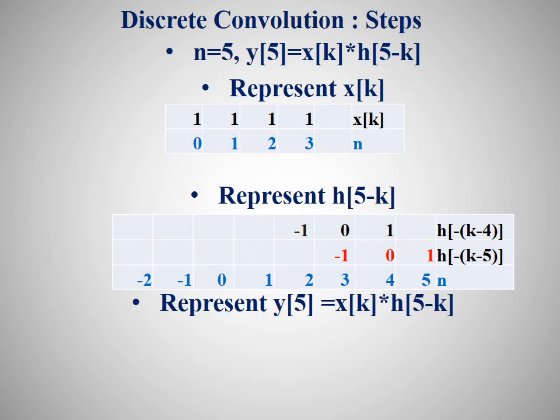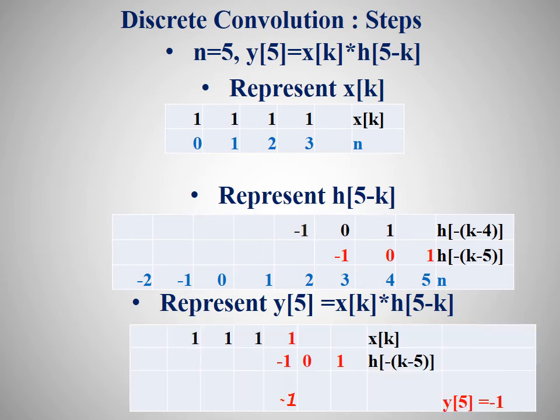Now let us try to evaluate y of 5, which is going to be equal to x of k into h of 5 minus k, or h of minus of k minus 5. The values obtained are, at n equal to 0 it is 1, at n equal to 1 it is 1, at n equal to 2 it is 1, and at n equal to 3 again it is 1. Here mind it, h of 5 minus k starts only from n equal to 3. So the values are minus 1, 0 and 1. So the value is going to be 1 into minus 1, which is minus 1. The value of y of 5 is going to be equal to minus 1, which is the value obtained on multiplication.